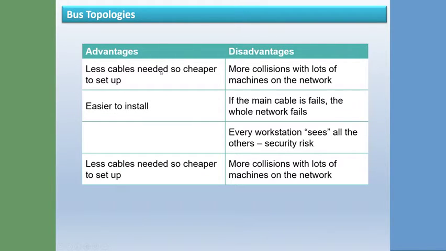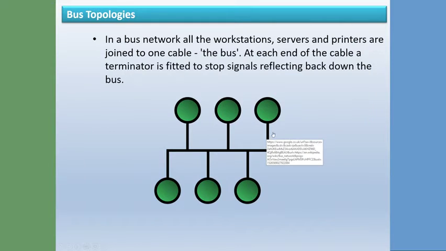So fewer cables are needed. That's an advantage. It's easier to install because you only have that single cable. Because you need fewer cables, it is cheaper. There are more collisions because you have many machines on the network and only one cable to transfer the data across. If that main cable fails, the whole network fails. So if that cable gets cut there, that machine stops. If the cable gets cut there in the middle, they all stop.